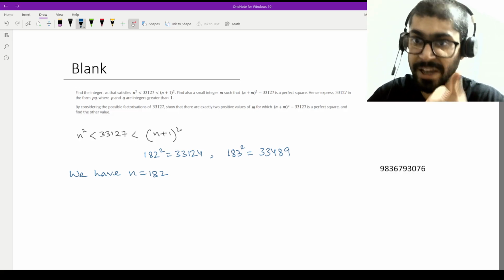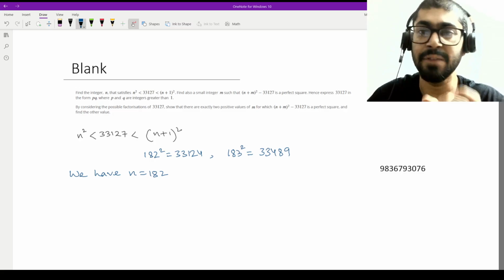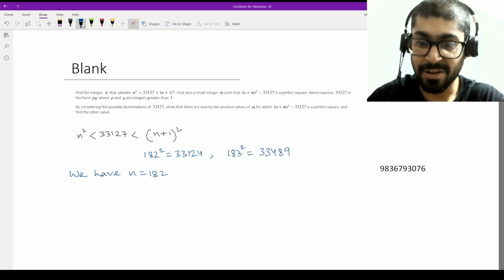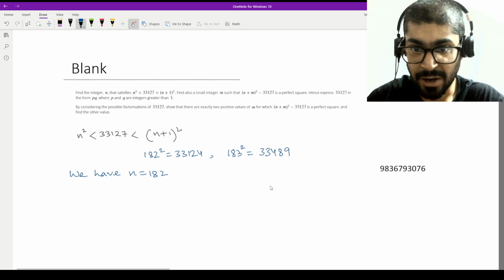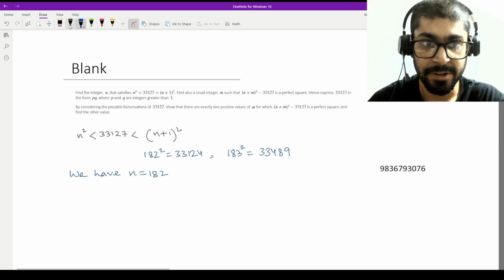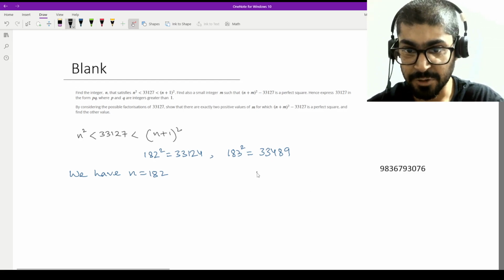All right, you can use the (a plus b) whole square technique, right? If you know 180 whole square, I'll show you one. So how do I calculate 182 whole square? Here is the technique. 182 whole square will be (180 plus 2) whole square, right?